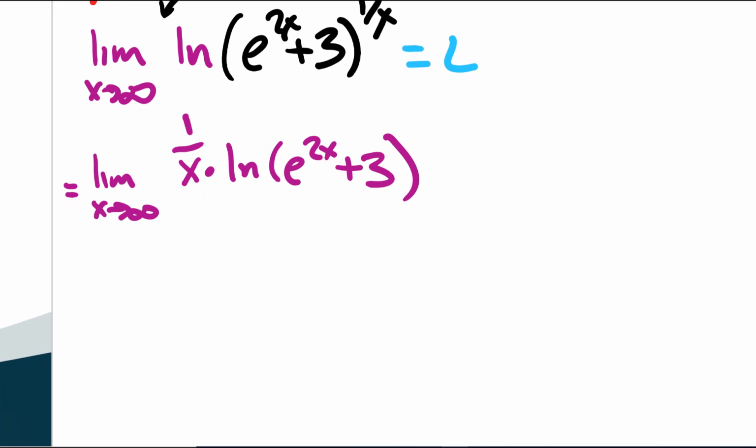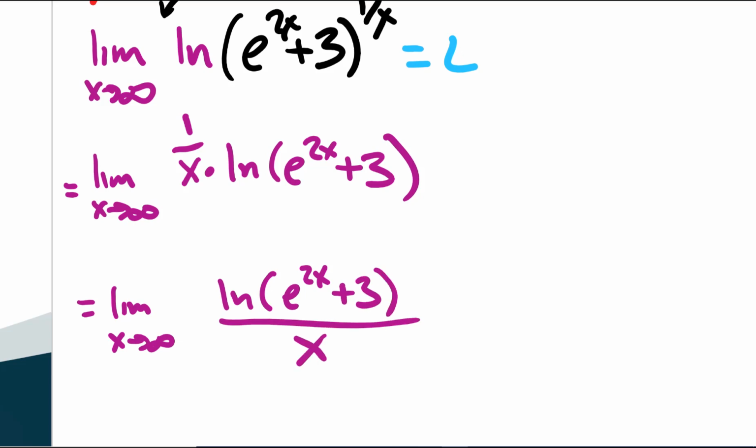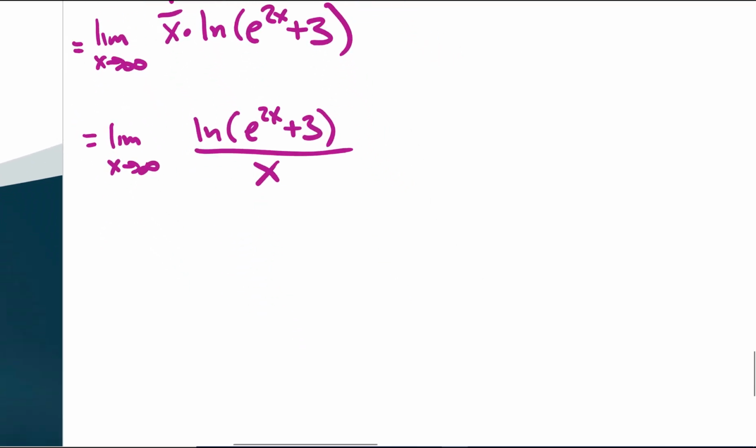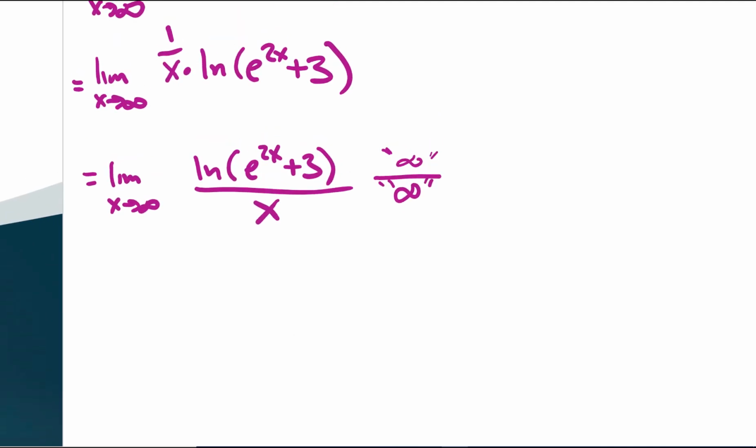Well, just write it differently. Isn't this equal to the limit as x tends towards infinity of ln of e to the 2x plus 3, all over x? Well, that's the same thing. Let's keep rolling. I think we can use L'Hopital's at this point because we have an infinity over infinity case. That's how I knew I made a mistake when I had infinity times infinity. I was like, something's horribly wrong there.